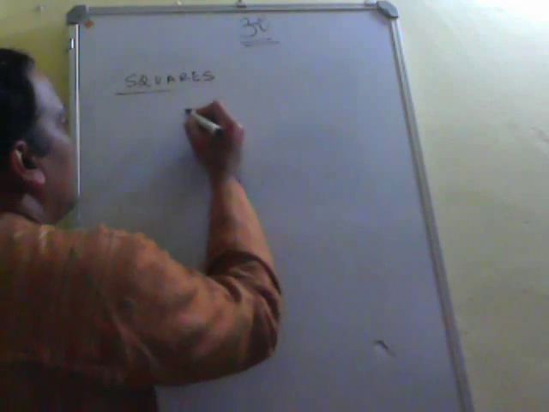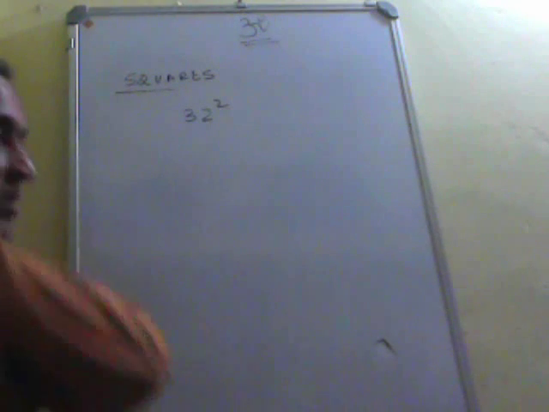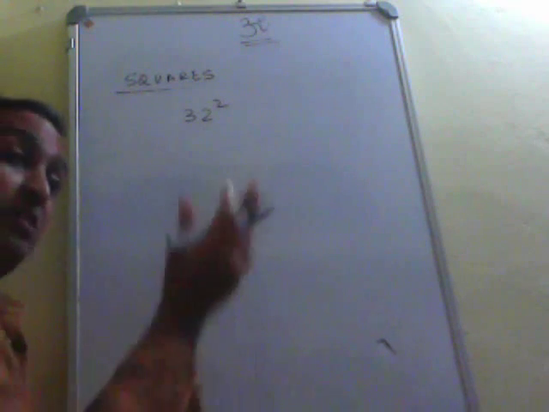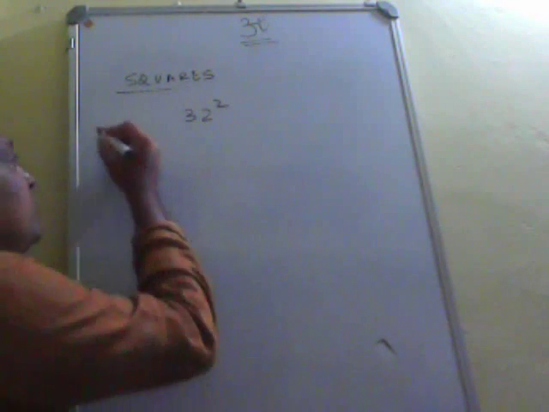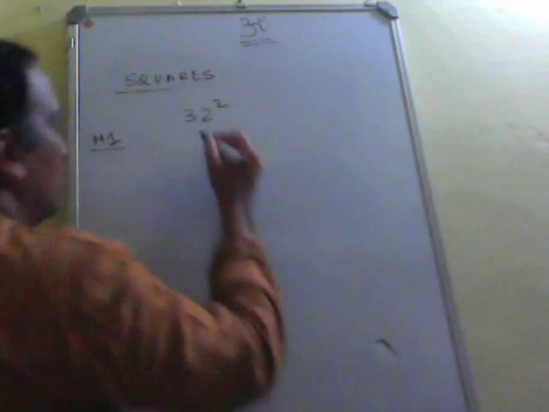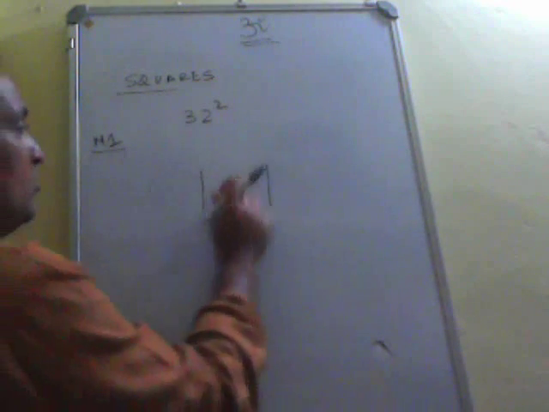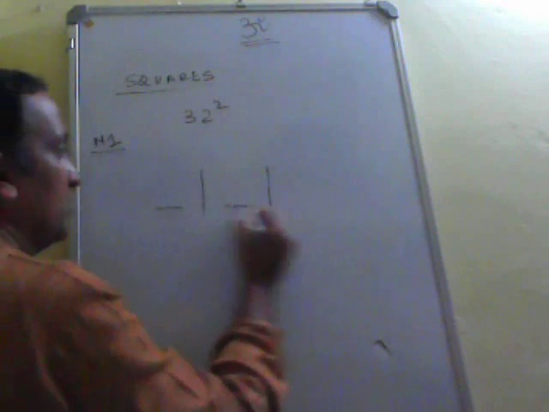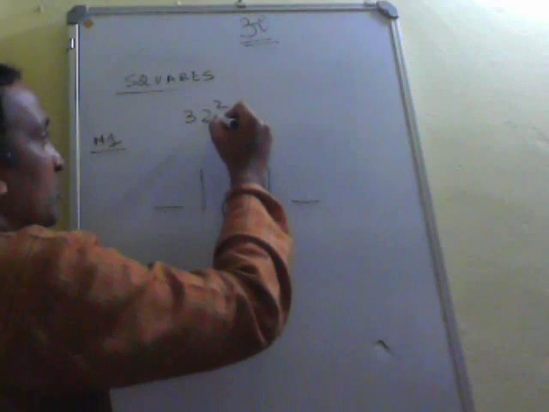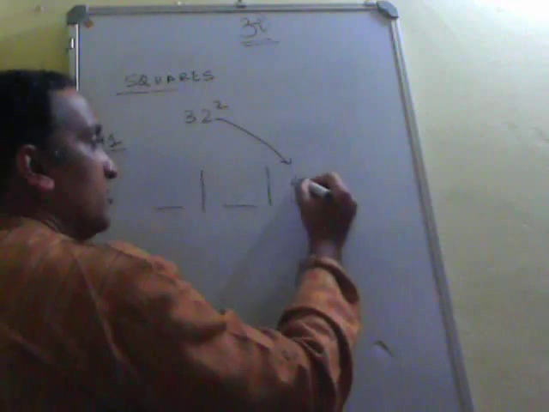Suppose you have a number like 32 square. This is a separate method, and it works for any other number. There are several methods; we will do Method 1. For 32 square, you write it in 3 parts. The first part is the last digit squared: 2 square is 4.